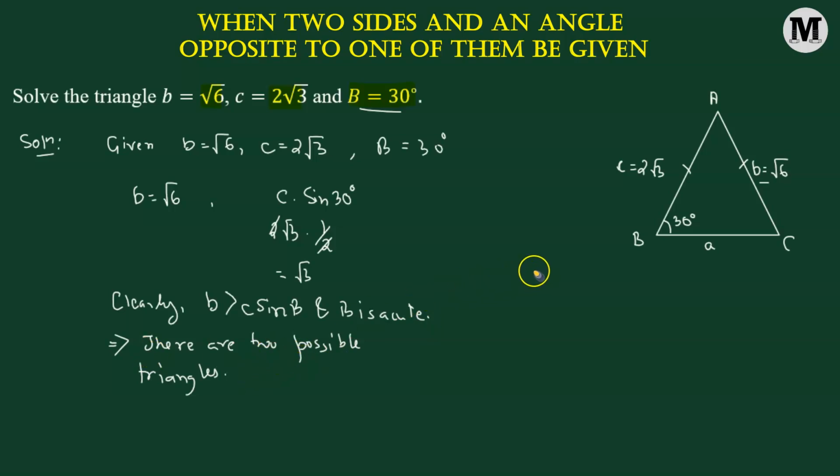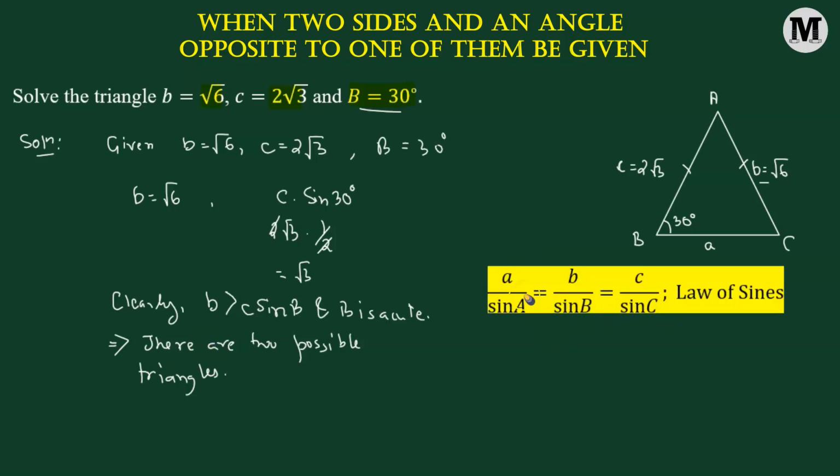Okay, so let's do one thing. Let's use the law of sines. The law of sines gives us the ratio of the side to the sine of the angle that is opposite to the given side. Here we have the sides b and c given to us. So we're going to take the second and the third ratio and equate them with each other, where b over sine of angle B is equal to c over sine of angle C.